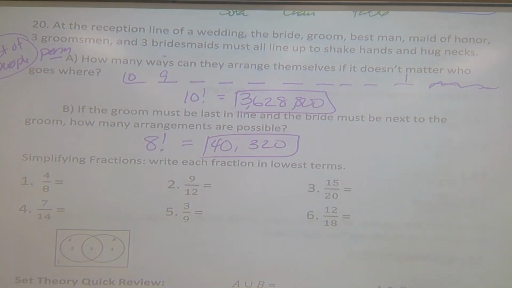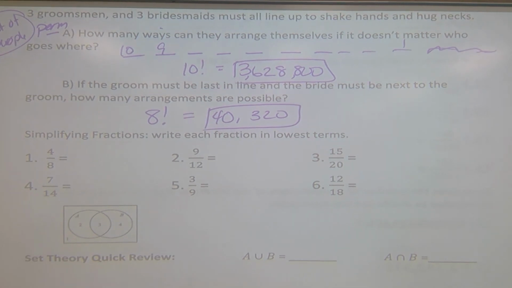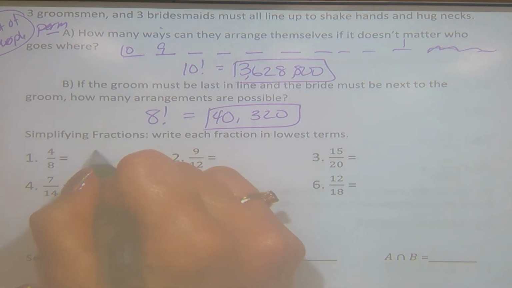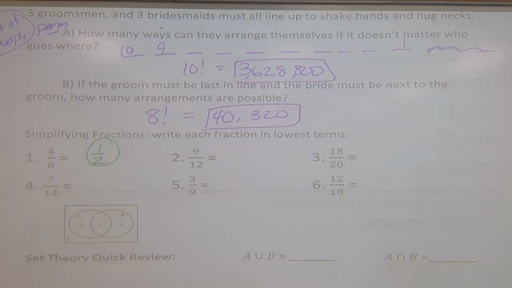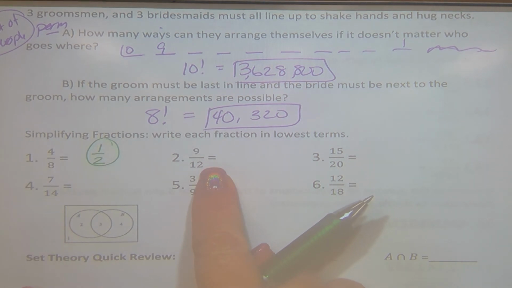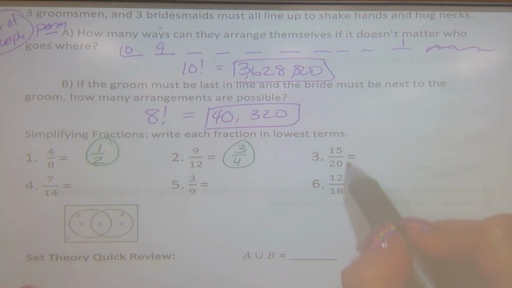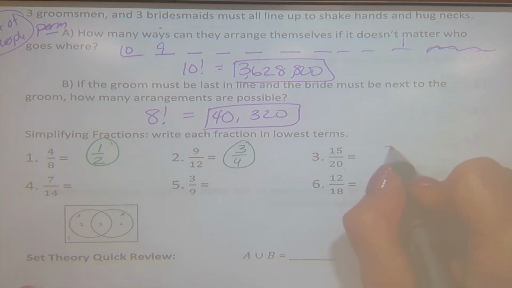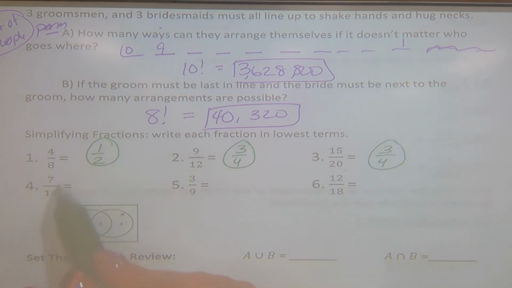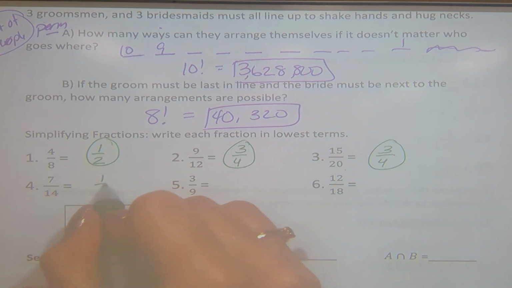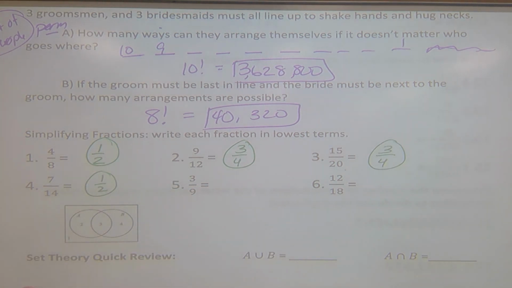Okay, simplifying fractions. This is a review to get you moving toward what we were going to be doing next. You are going to write each fraction in lowest terms by dividing out the common factors. 4 and 8 are both divisible by 4, so that will reduce to 1/2. 9 and 12 are both divisible by 3, so that reduces to 3/4. 15 and 20 are both divisible by 5, so that also reduces to 3/4. 7 and 14 are both divisible by 7, that reduces to 1/2.